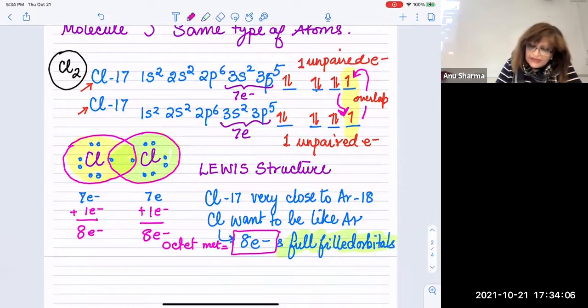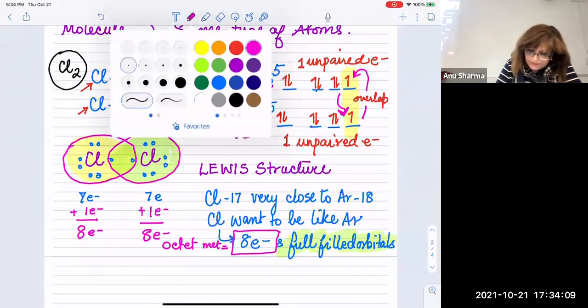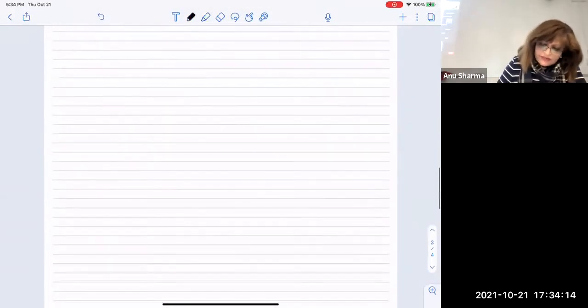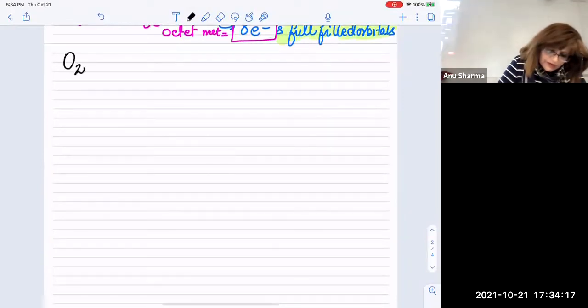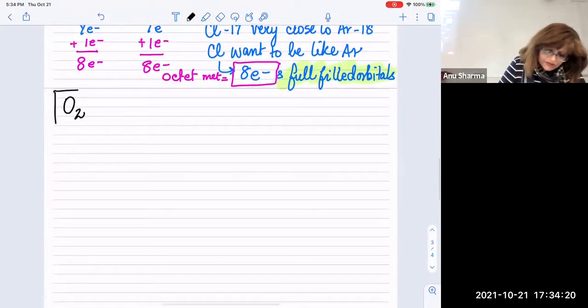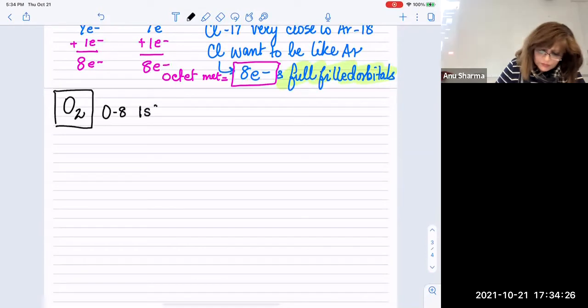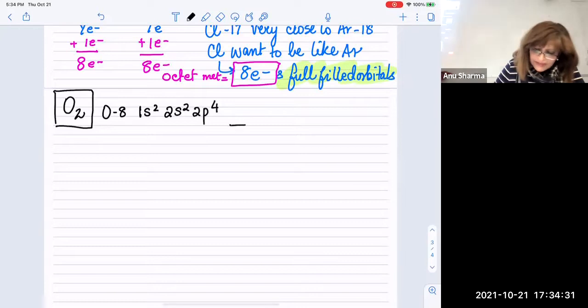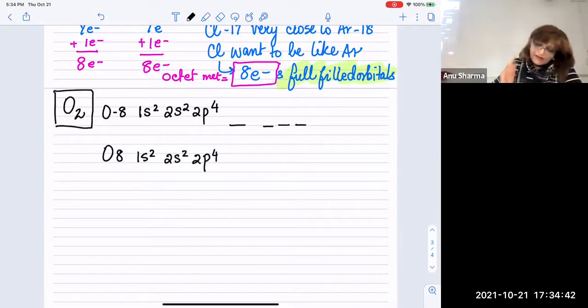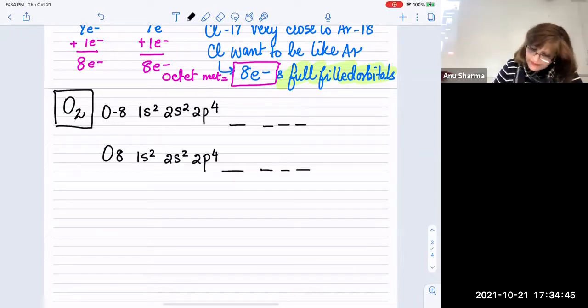Okay. So that's the diatomic molecule of chlorine. Now let's look at a scenario with oxygen. Oxygen is O2. The oxygen situation is the same story. Oxygen has 8 electrons, 1s2, 2s2, and 2p4, and 2p4 looks like this. The other oxygen is 1s2, 2s2, and 2p4. And here you have 2s2 and 2p4 like this.